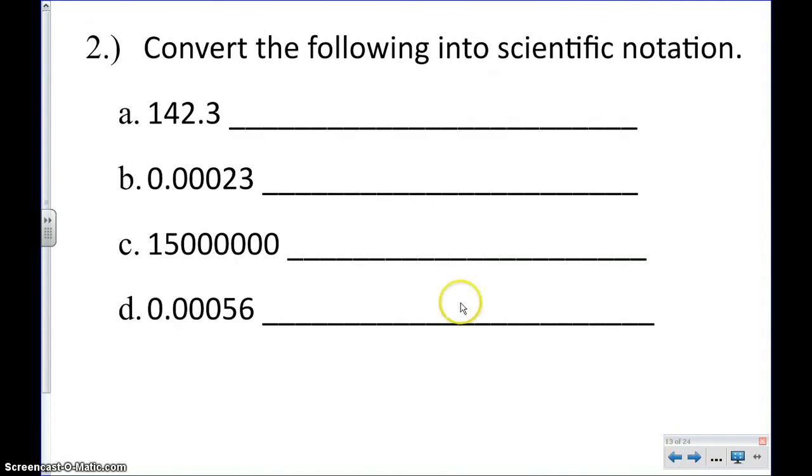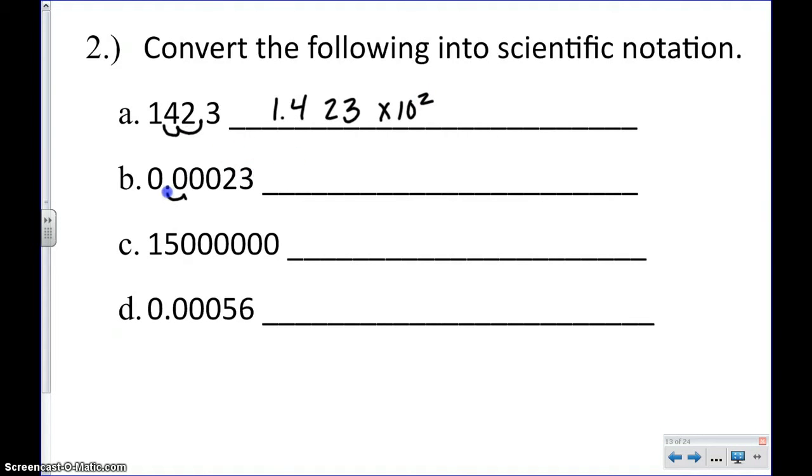Let's move on to number 2. Convert the following into scientific notation. So we're going to swoop and loop. We're just going to move the decimal. 1, 2. So this is going to be 1.423 times 10 to the, negative 2 is wrong. To the 2. There we go, to the 2, because we just moved the decimal 2 spots to the left.